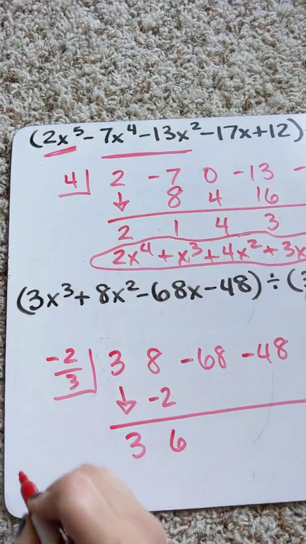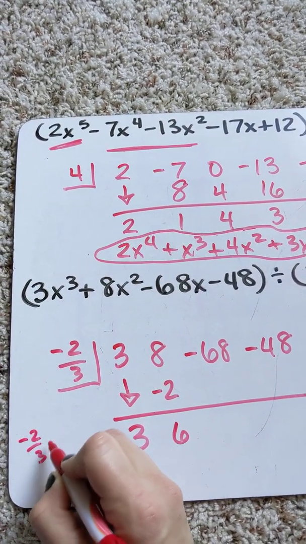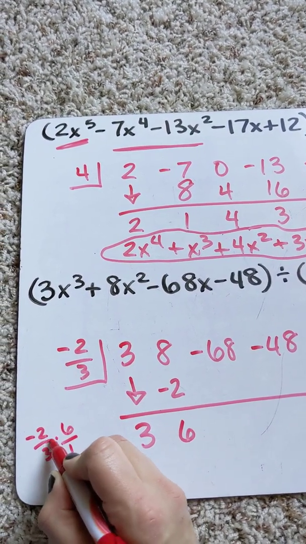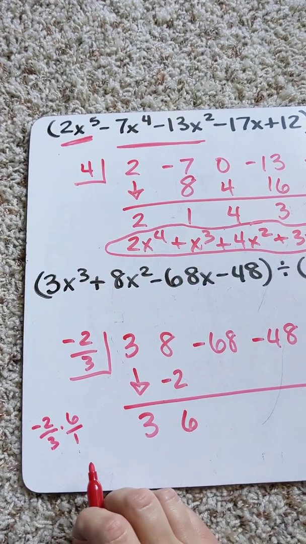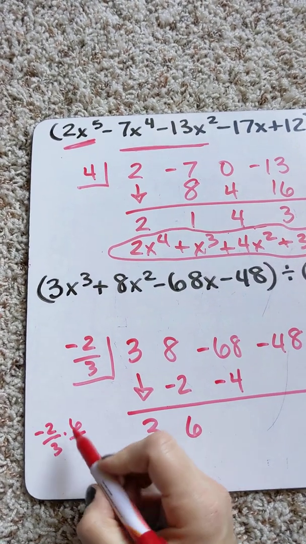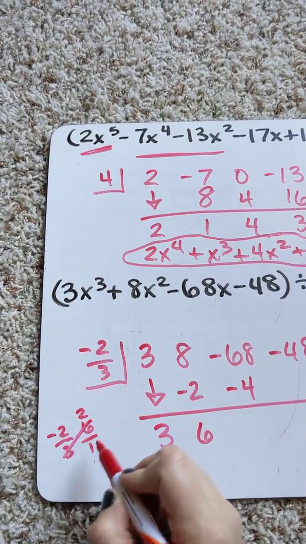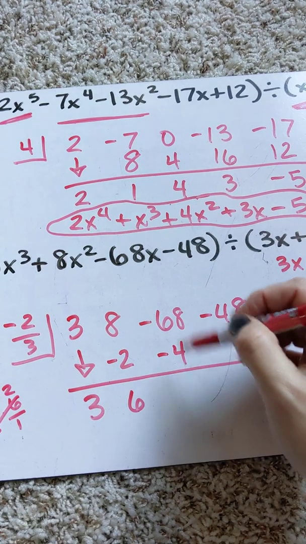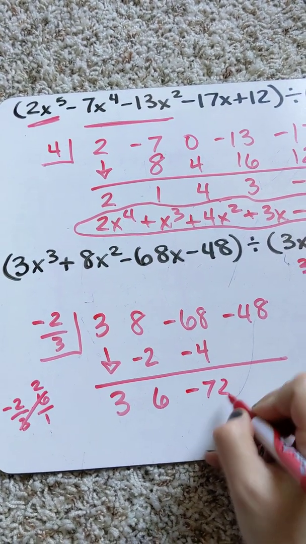If you need to come off to the side and do negative 2/3 times 6 over 1, you could multiply straight across. That'd be negative 12 divided by 3, which is negative 4. Okay, or you could cancel the 6 and the 3 and then multiply. All right, so then here we'd get negative 72.